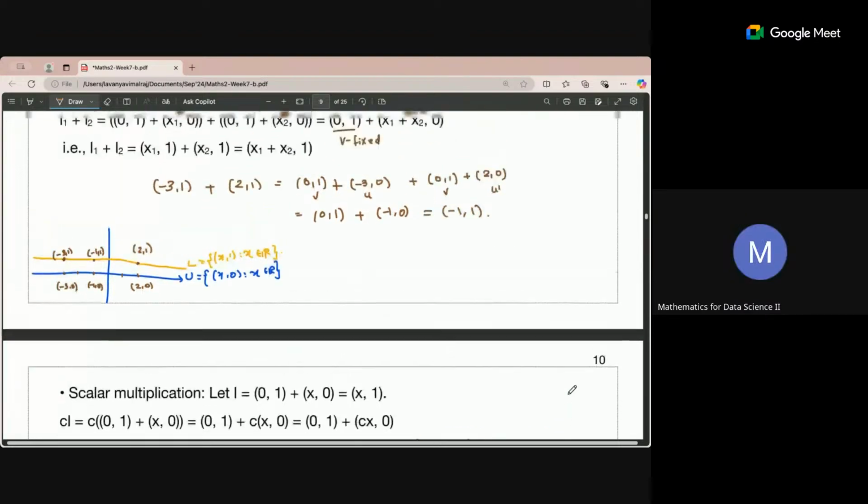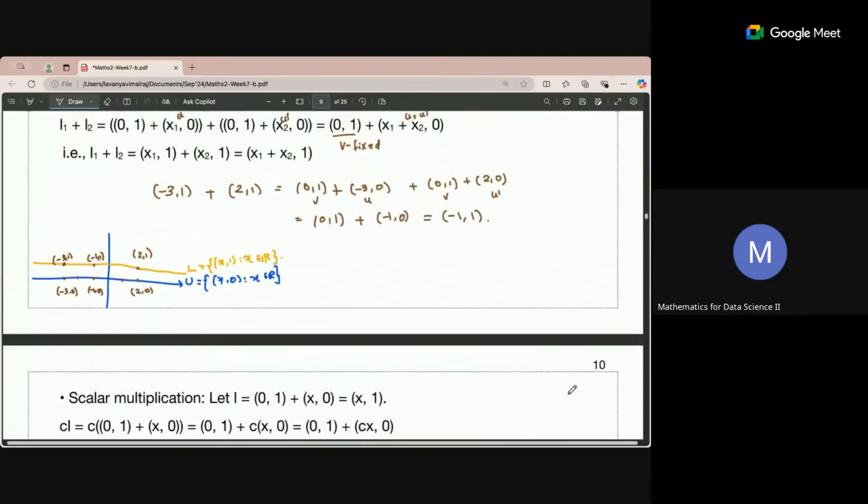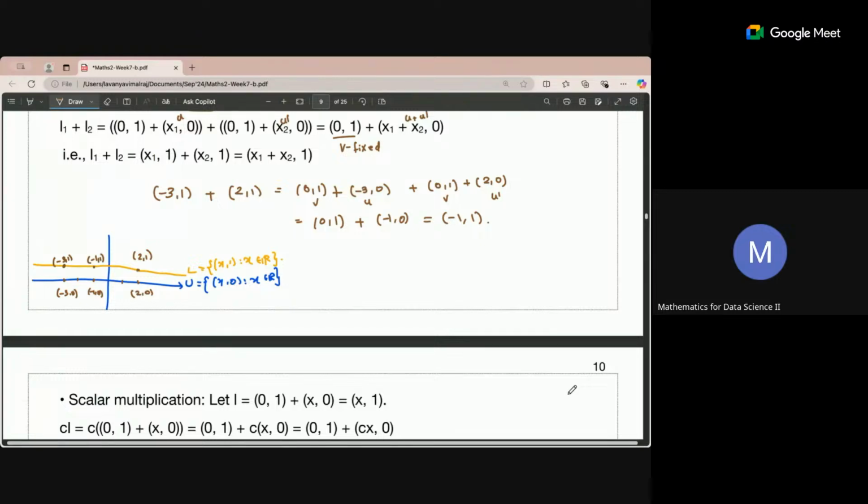Okay, so you understand how addition and scalar multiplication works in affine spaces? Yes. Okay. Yes, ma'am.